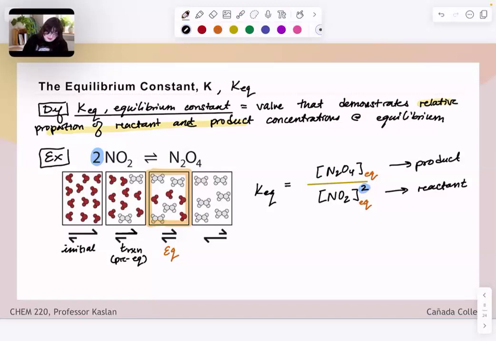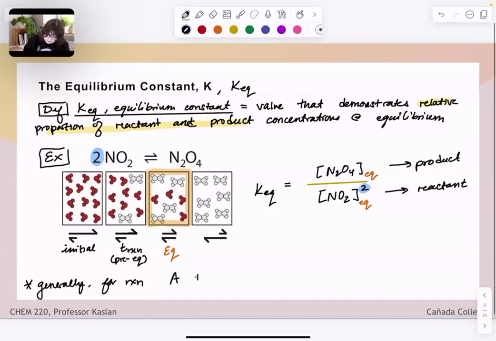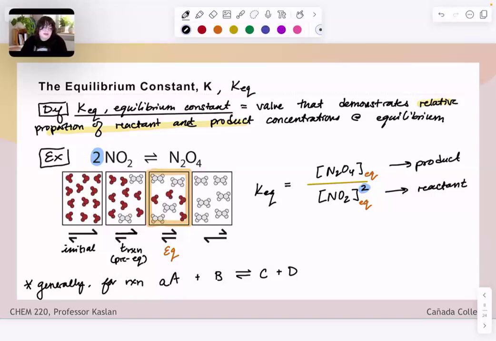So let's look at a general definition. So generally, for a reaction of A and B, existing in equilibrium with C and D, and let's say that A reacts with little a moles, so that's its balance coefficient, and B with little b moles, so like the mole ratio here is little a to little b, reacts to form little c and little d amounts of C and D respectively.